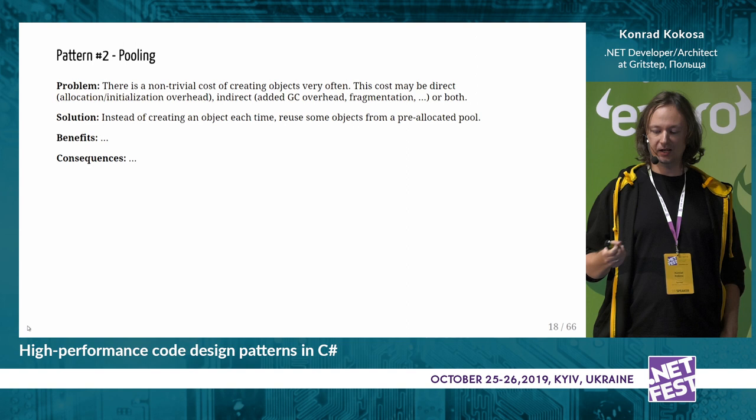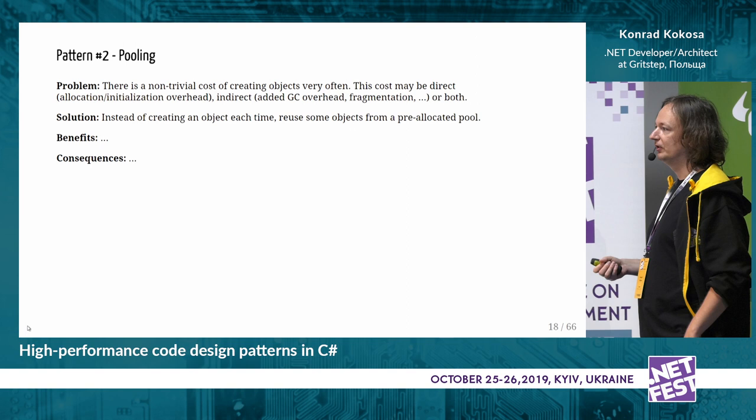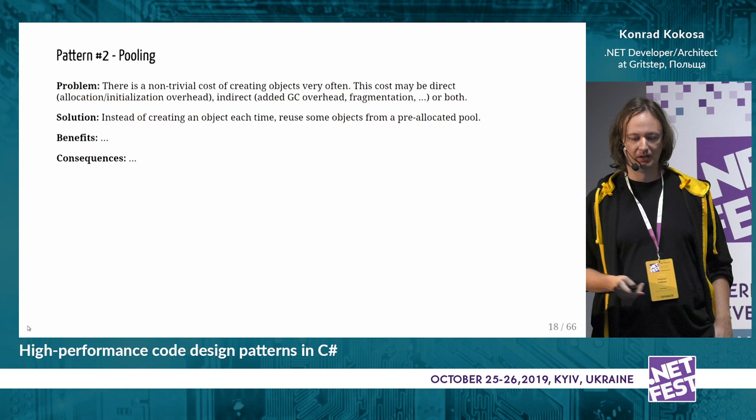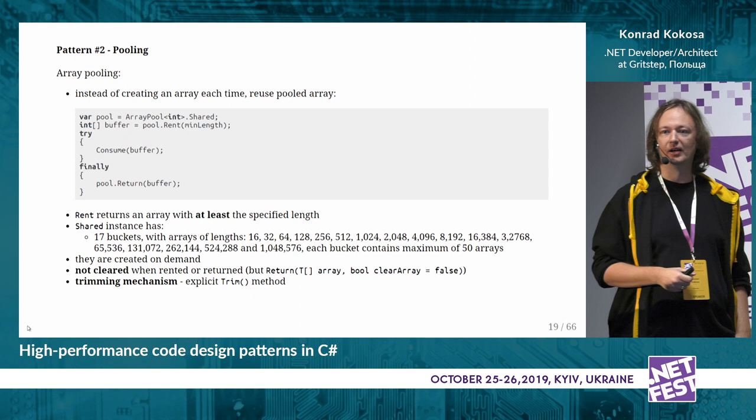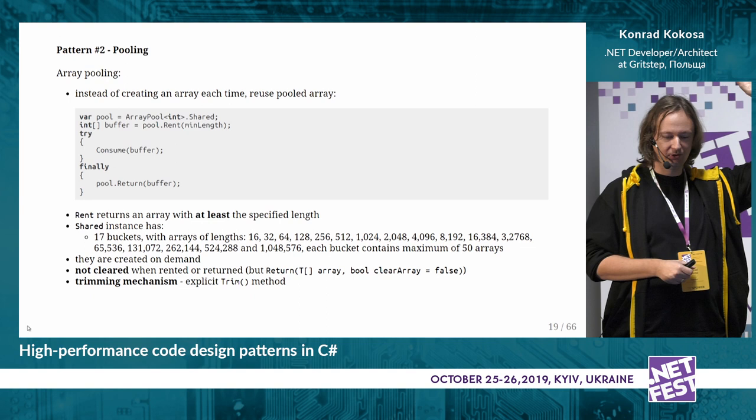So the solution is, by the idea, quite easy. Instead of creating an object every time we need one, we are just reusing some objects from a pool. And a tremendously popular way of solving this currently in .NET is ArrayPool. Have any of you used ArrayPool? So this is, as you see, quite an easy to use approach.